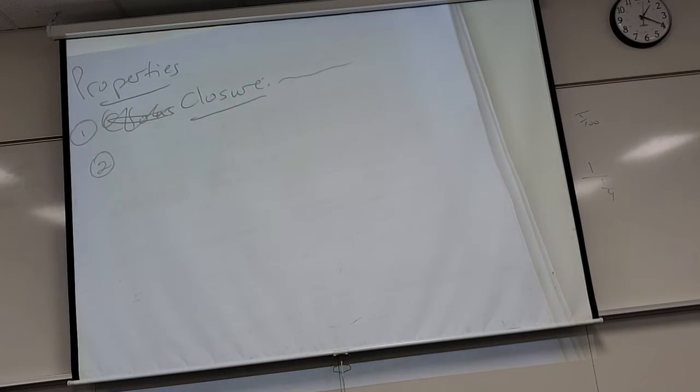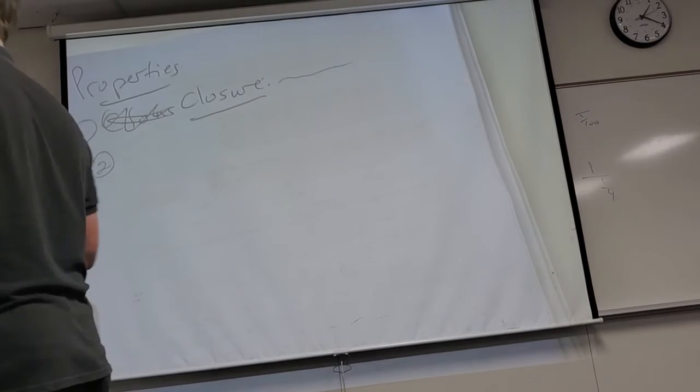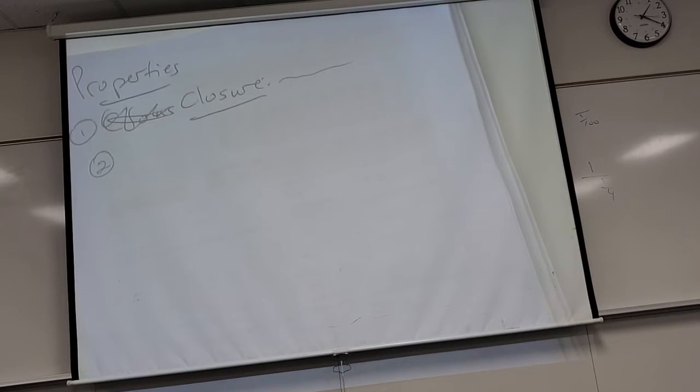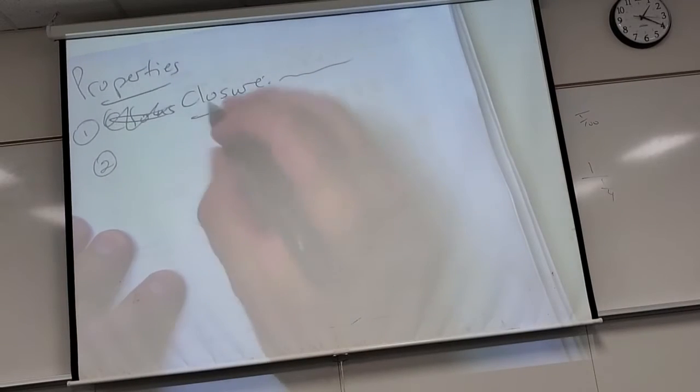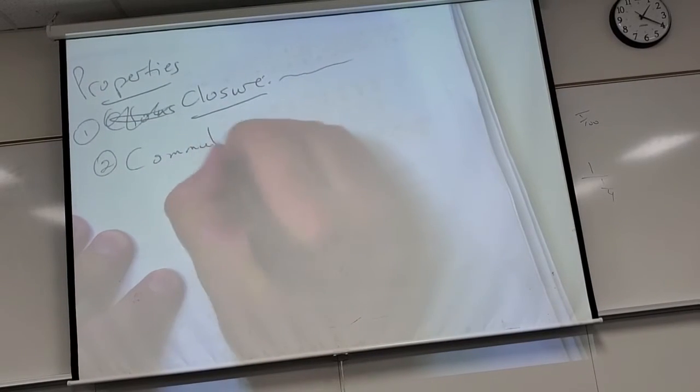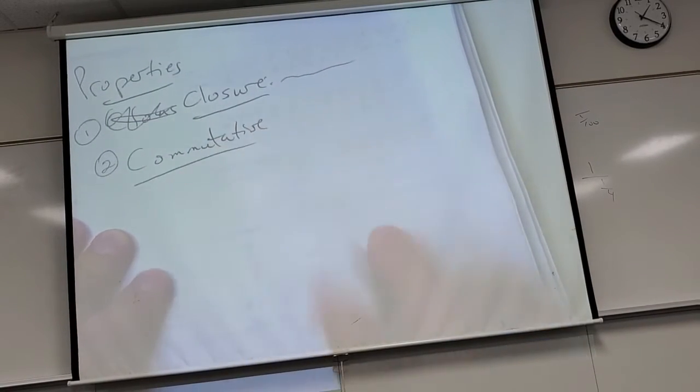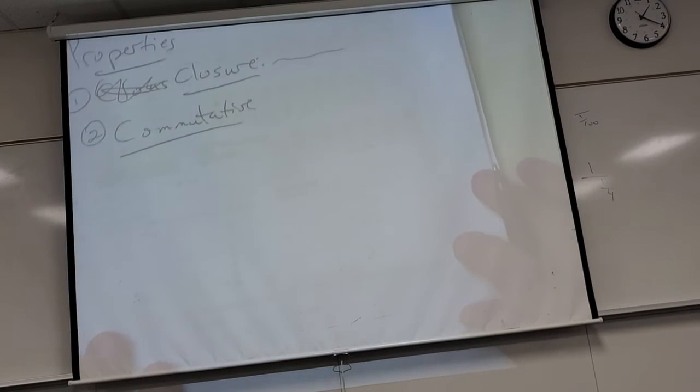So there are two properties. Let me see if anybody remembers these words: commutative and associative. I've heard of them, but I don't remember what they were. Commutative. What's the root word of commutative? Commute. So commutative is when you take numbers and move them and the result's the same.